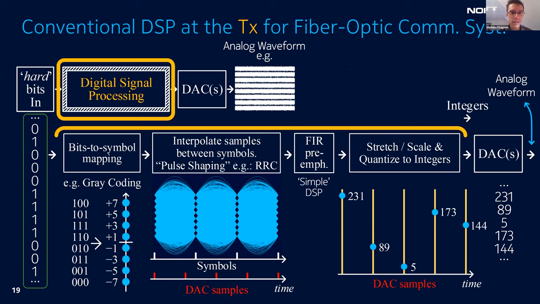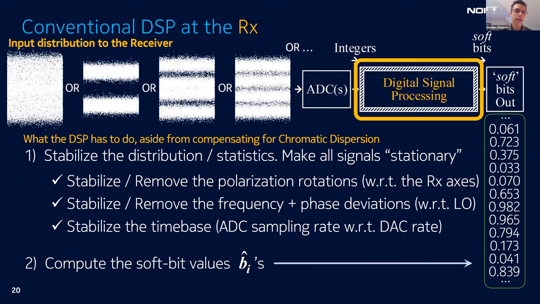Now on the RX side, as I said, the distribution is constantly changing. I don't want to discuss the exact building blocks of the receiver side. Of course, single-mode fiber exhibits chromatic dispersion, and you need to compensate for that. But pretty much the task of the receiver-side DSP is to stabilize the distribution, right? Get stable statistics, make the signal stationary. That's, by and large, what the DSP has to do. So we need to stabilize or remove the polarization rotation with respect to the receiver axes. We need to stabilize or remove the frequency and phase deviation with respect to that of the LO that we inject at the receiving end. And we need to stabilize the time base, so the ADC clock with respect to the DAC clock.